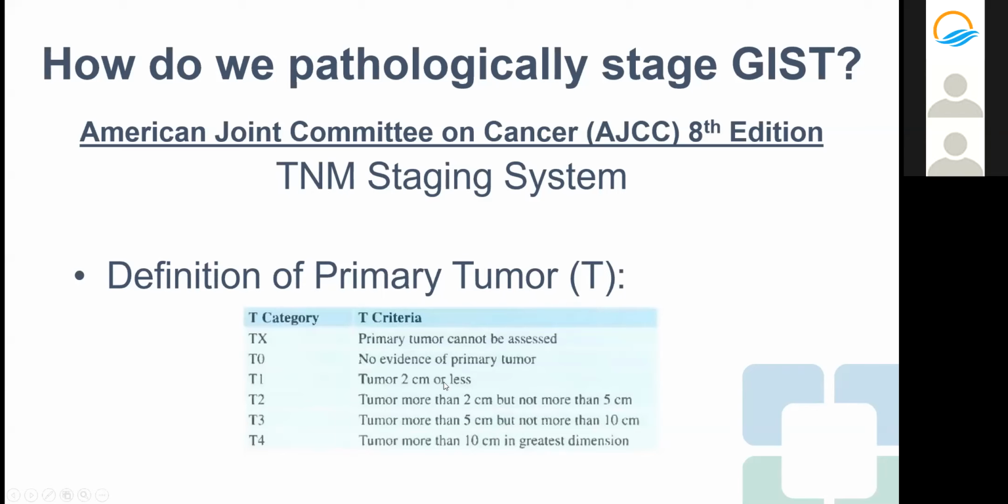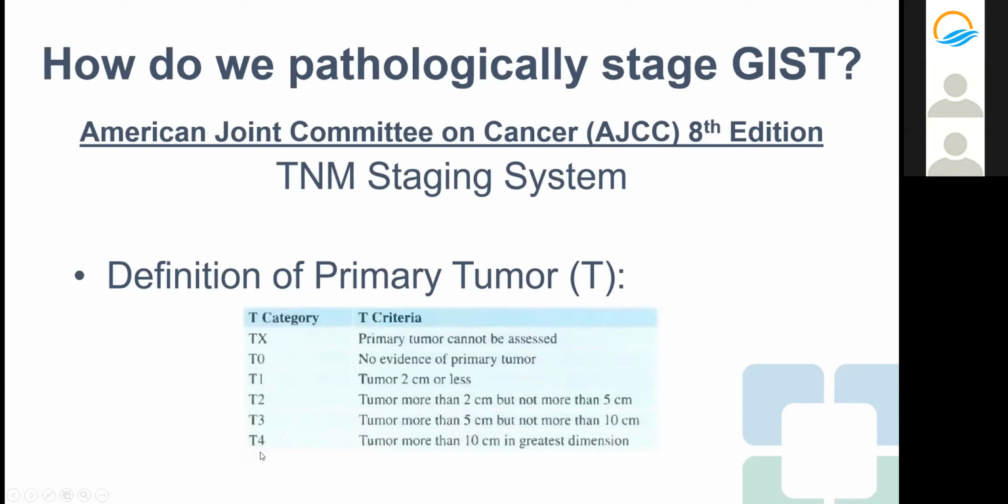If tumors are 2 centimeters or less in size, then they're staged as a T1 lesion. If they're more than 2 centimeters in size, but do not exceed 5 centimeters in size, then they're staged as a T2 lesion. If they're more than 5 centimeters in size, but less than or equal to 10 centimeters, then they're staged as a T3. And if they exceed 10 centimeters in greatest dimension, then they're staged as a T4.